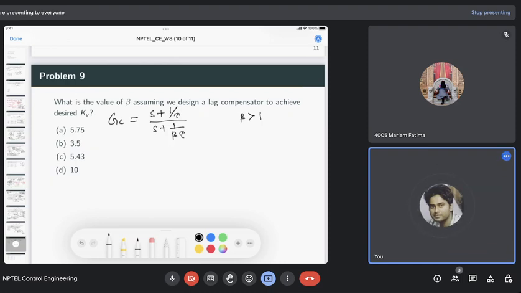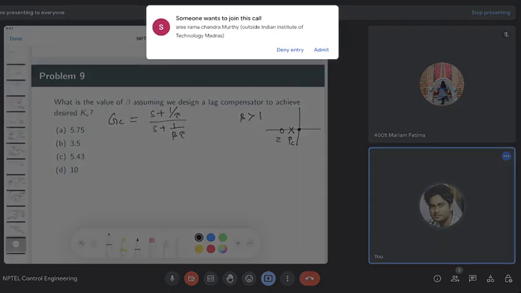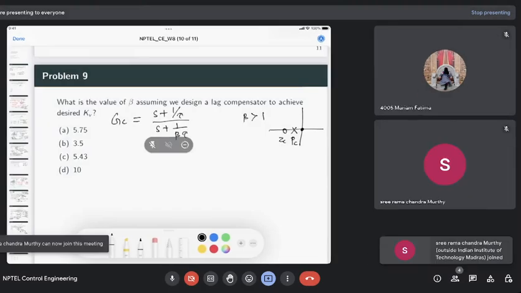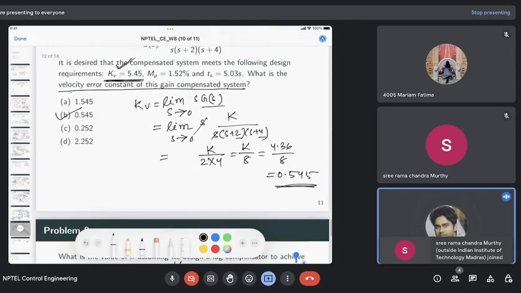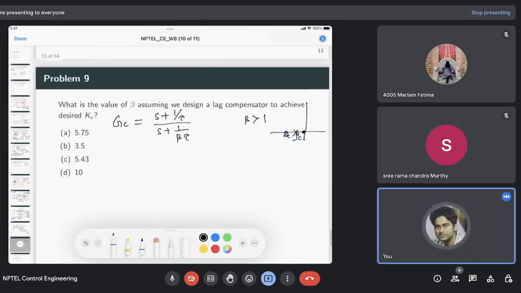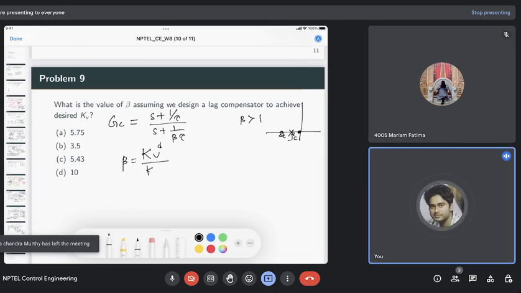So beta will depend on how much error constant you want. As we see, the location will be like this: you have a pole and a zero, and both will be located very near to the origin for this compensator. Let these be PC and ZC. So we will find this location. First we see what Kv value we are actually obtaining and what is desired. From that we can find this beta, right? So this is the ratio of that: this is the Kv that is desired, and this is the Kv of the uncompensated system. From that we find this beta value.